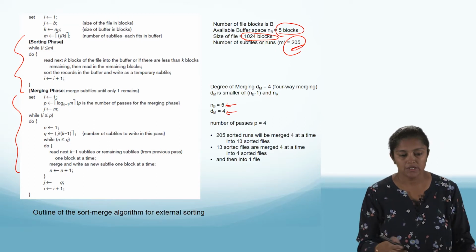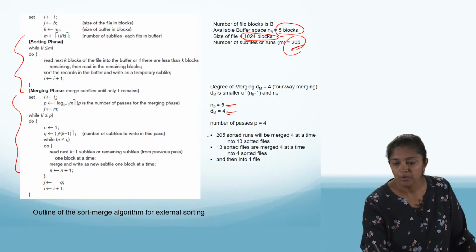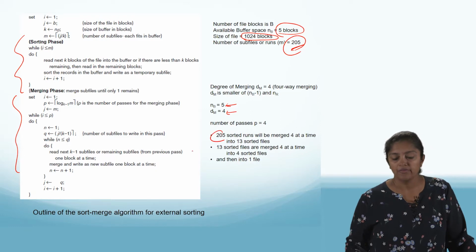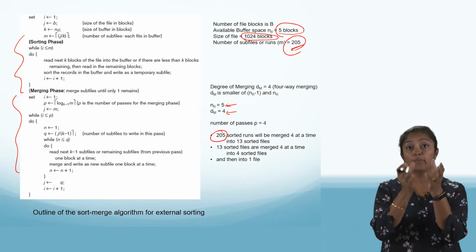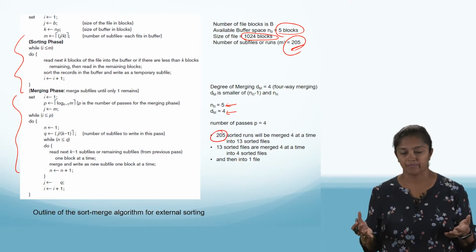So in the merging phase, we take the 205 subfiles that we have and then merge 4 at a time.